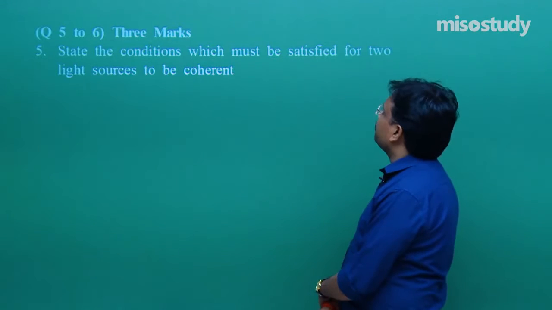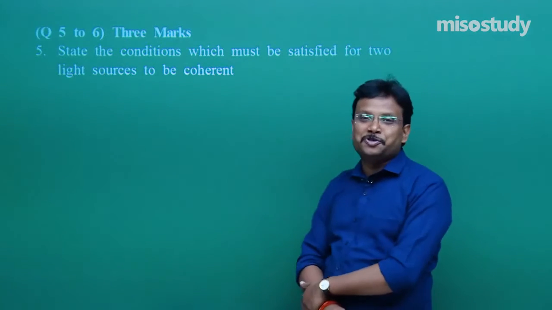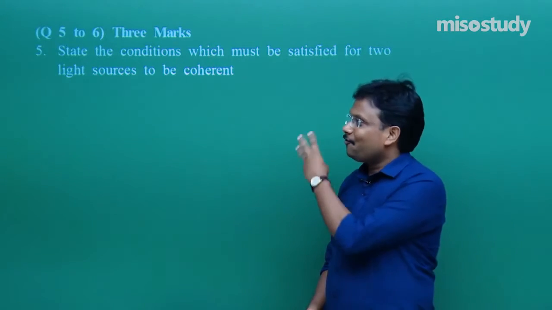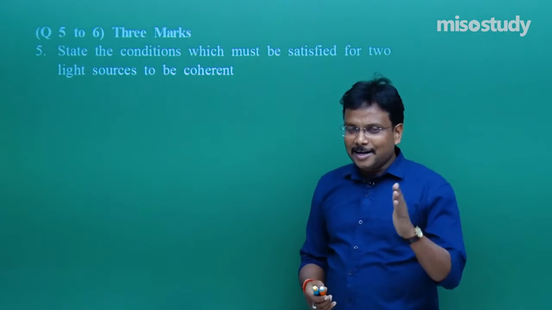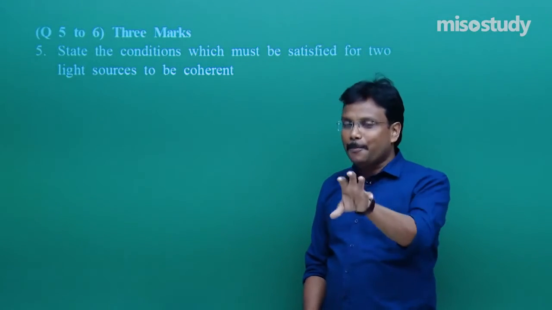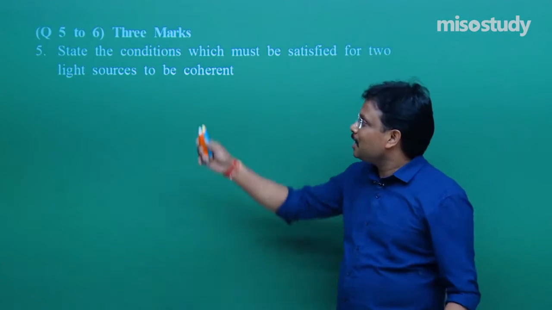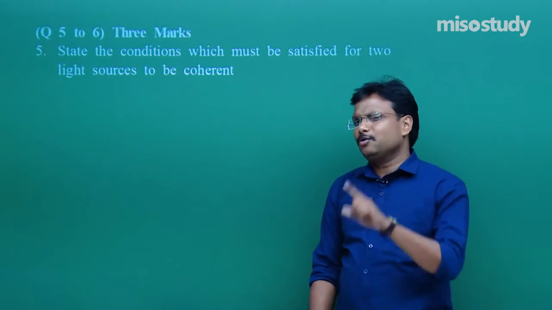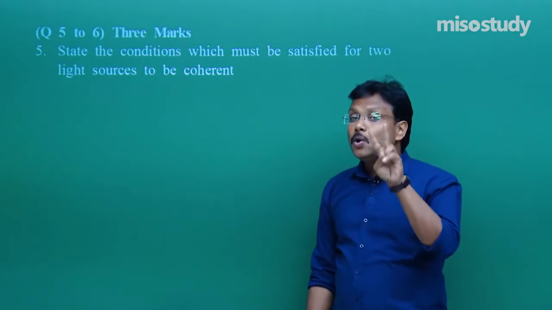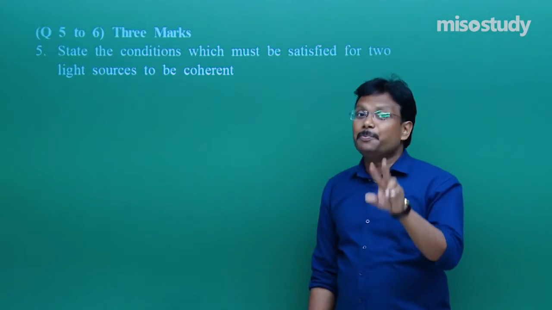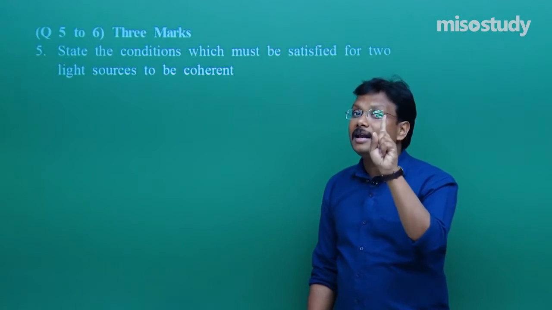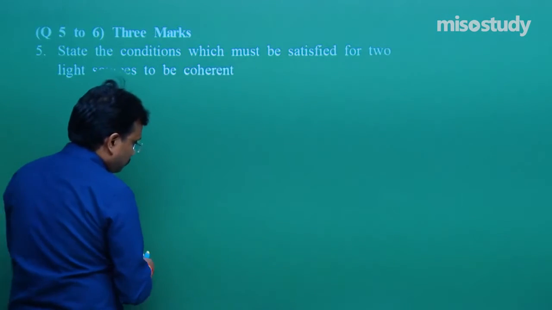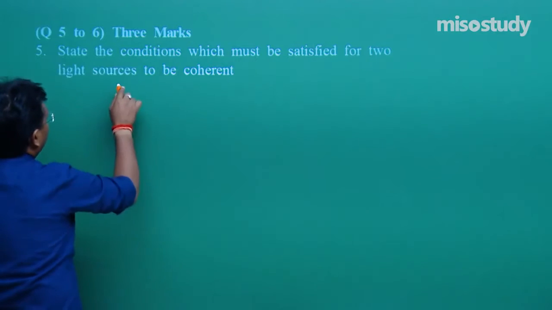State the conditions which must be satisfied for two light sources to be coherent. So, in continuation I am trying to put this concept properly in your mind. What are the conditions which must be satisfied for two light sources to be coherent? So, the very first thing is two light sources must be derived from one single light source. This is the first point I should write down. That is number 1.